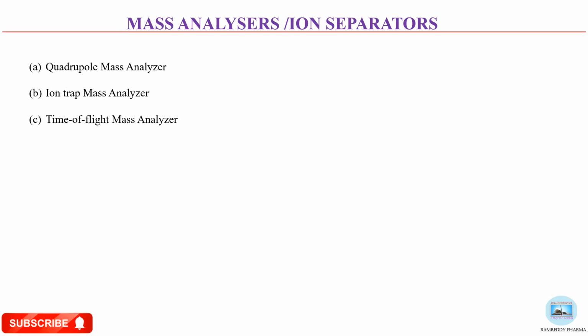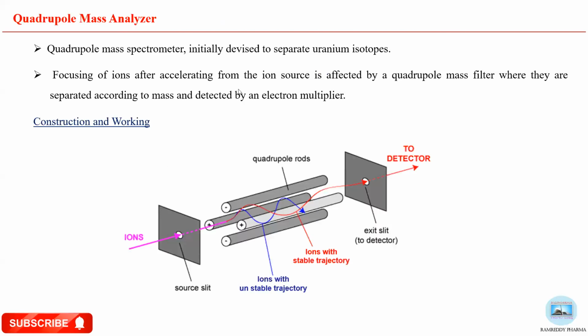First, the quadrupole mass analyzer. The quadrupole mass analyzer is one type of analyzer used in mass spectrometry. Its construction and working principle are like this. The quadrupole mass analyzer consists of four parallel rods made up of tungsten. The opposite rods have the same polarity, and the adjacent rods have the opposite polarity.